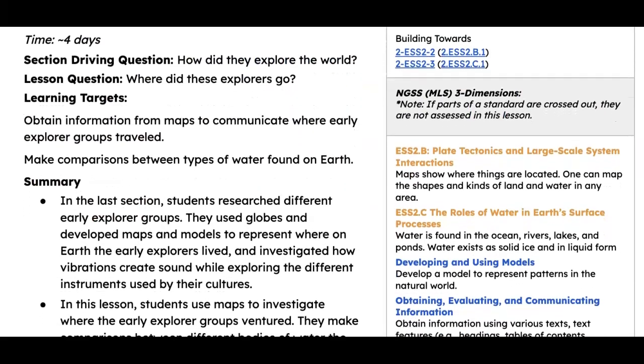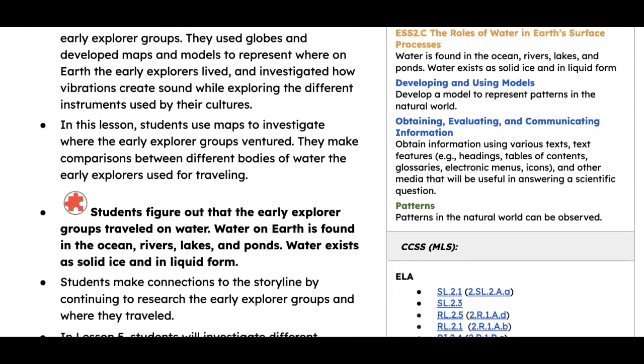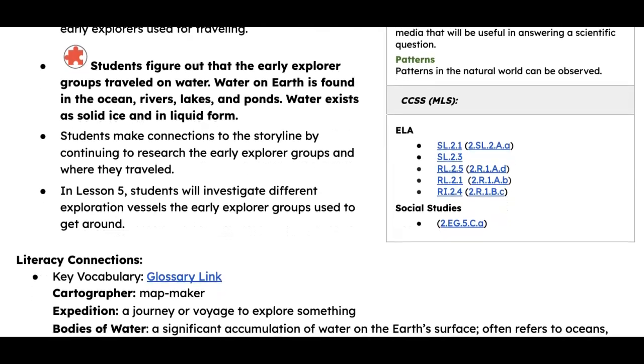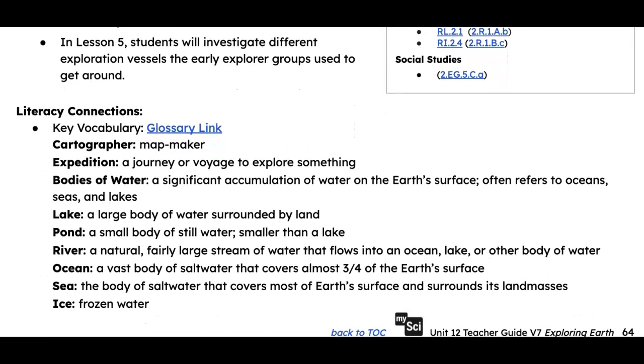There are several opportunities for ELA and social studies cross-curricular connections throughout the lesson. You can look for specific standard connections in the Unit 12 Teacher Guide. This lesson will take approximately 4 days to complete.